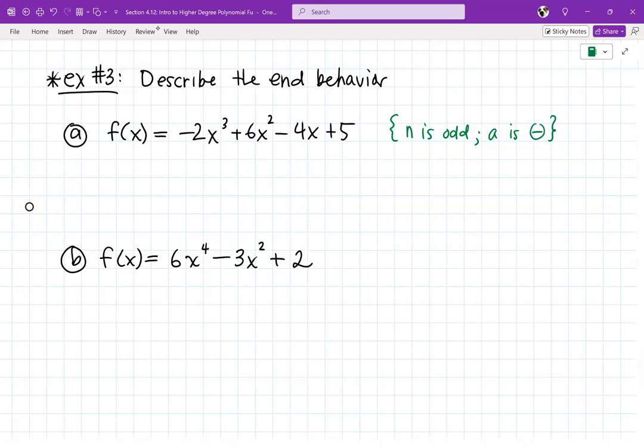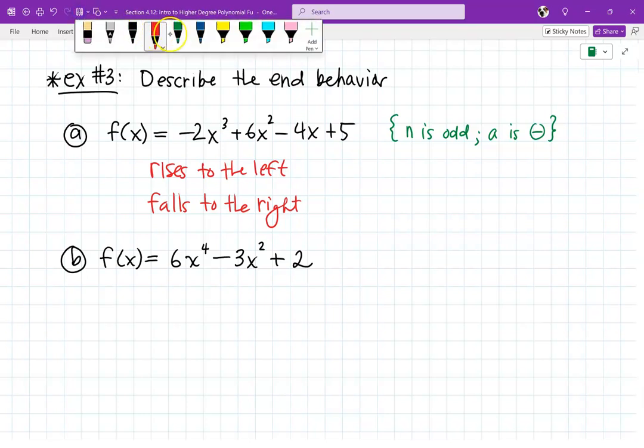Look at the list. If n is odd and a is negative, what does it do to the left? It rises. So I'm going to put rises to the left. And what happens to the right? It falls. Falls to the right. So look at the section where it says n is odd, a is negative. It rises to the left, it falls to the right.